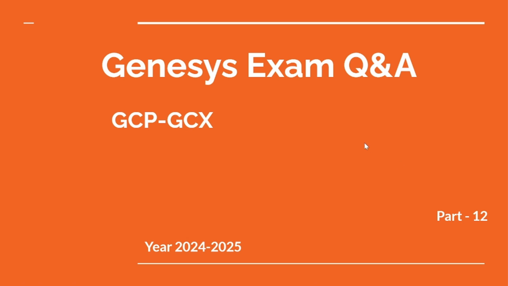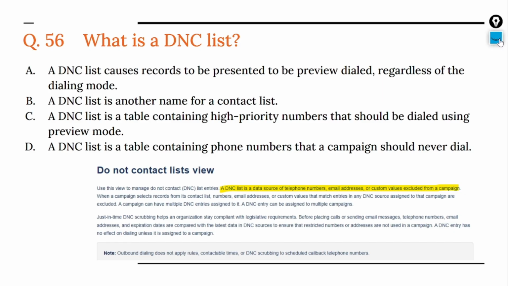So this is a part 12 video and it's a bit late just because of my laptop issue. So we'll continue the part 12. So let's start. What is the DNC list? DNC means do not contact list, and I have also added the snippet for the quick answer. They have given 4 options. Among the 4 we have to find the correct and suitable answer.